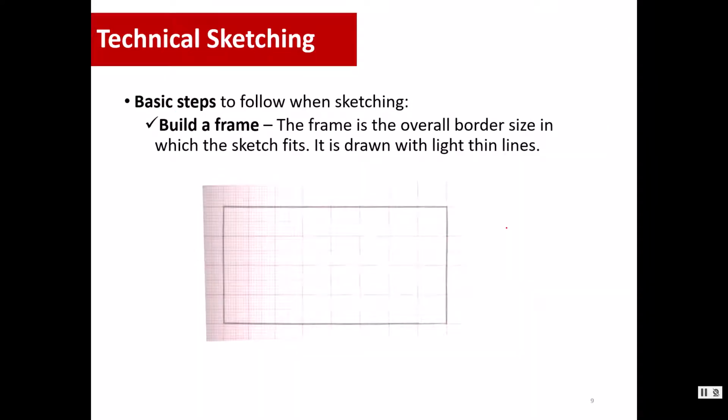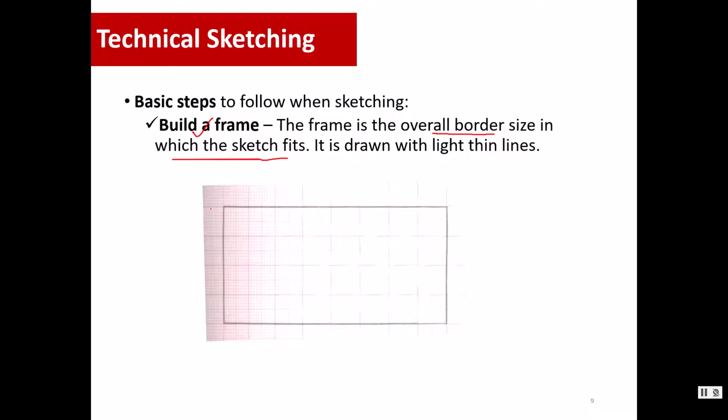So I'm going to show you an example of doing the sketching, but this time it is just a 2D sketch, in which I'm going to explain step by step how to do the sketching for technical drawing. The first thing you need to do is to build a frame. The frame is the overall border size in which the sketch fits. It's drawn with a light thin line.